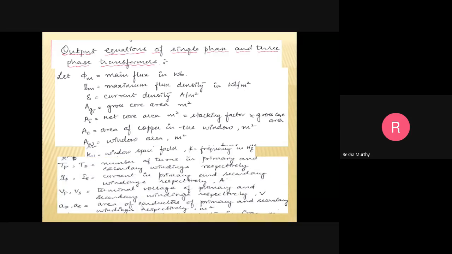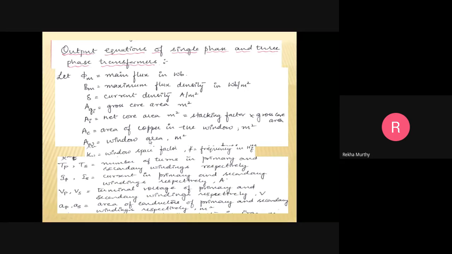The thing is, we have already discussed what is Psi-m: Psi-m is the main flux. What is Bm? Maximum flux density. What is delta? Current density, current by area, so the unit becomes ampere per meter square. What is AGI? It is the gross core area, the overall gross area of the core. Then what is AI? AI means net core area or net iron area. Then what is AC? AC is area of copper. As I told, what is AW?